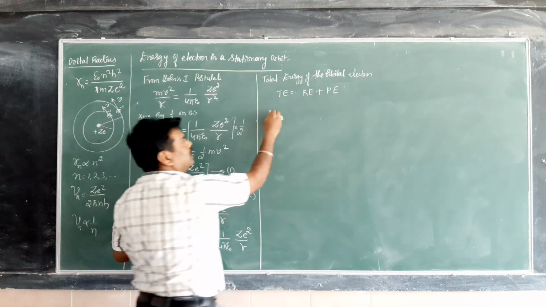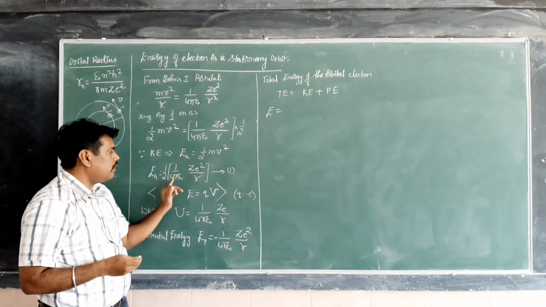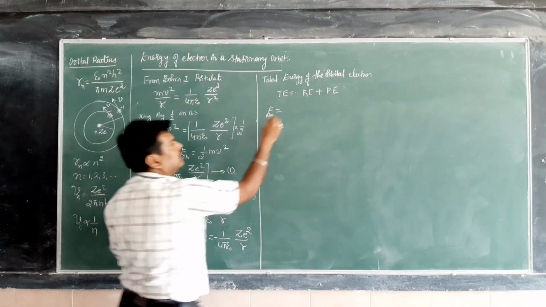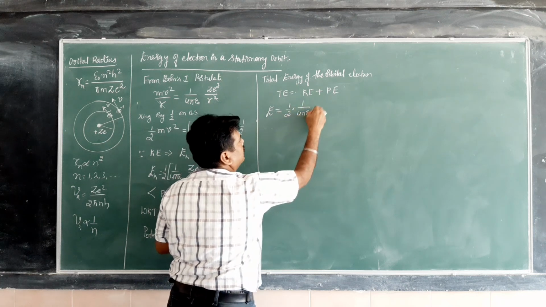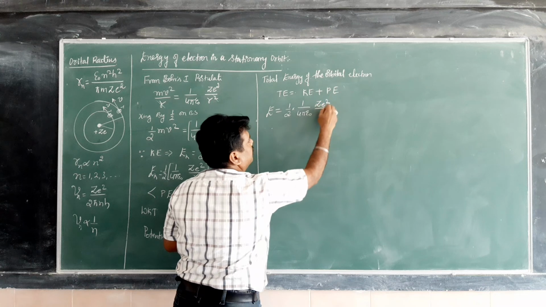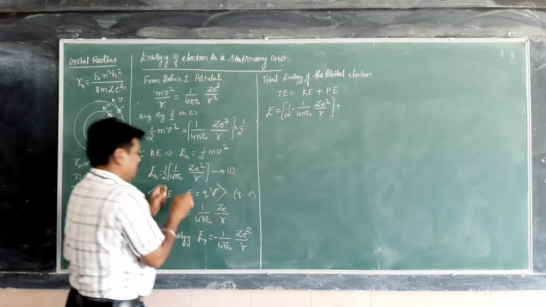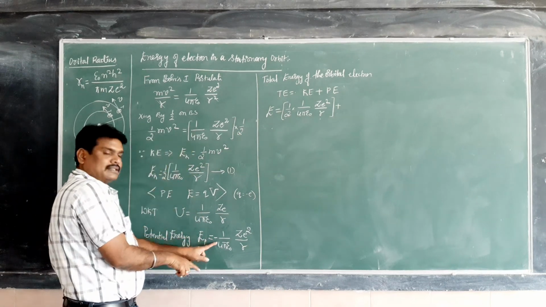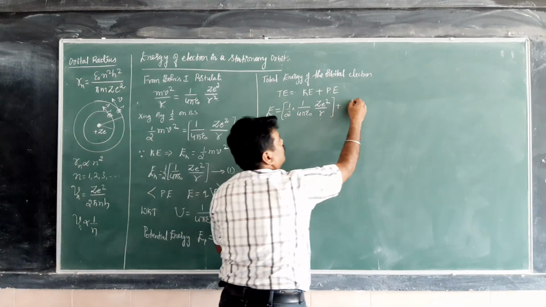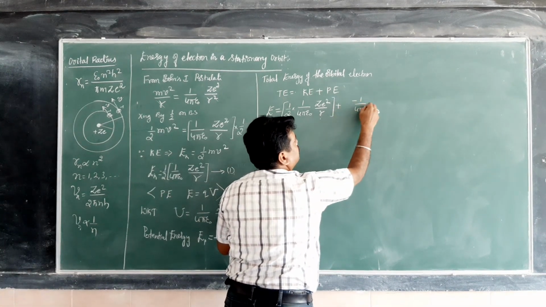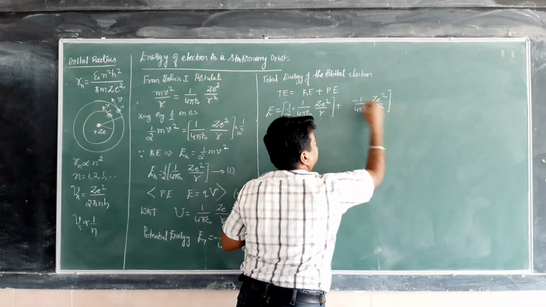So let us consider total energy is E. It is the sum of kinetic energy, half into 1 divided by 4 pi epsilon naught into Ze square divided by r. This is the first term, plus the potential energy. Here it is minus, potential energy is minus. So minus 1 divided by 4 pi epsilon naught into Ze square divided by r. This is the second term.